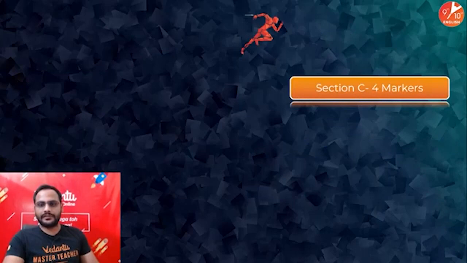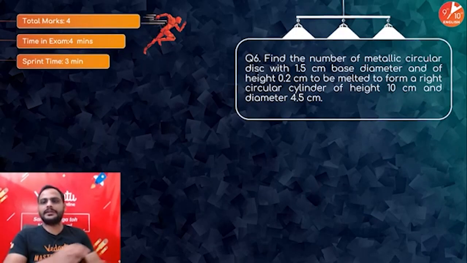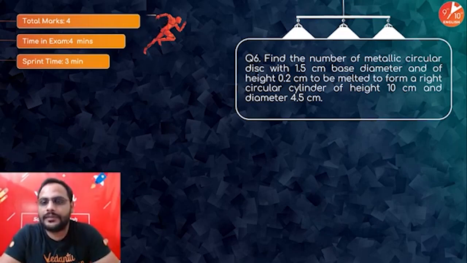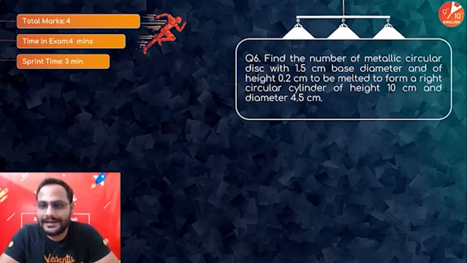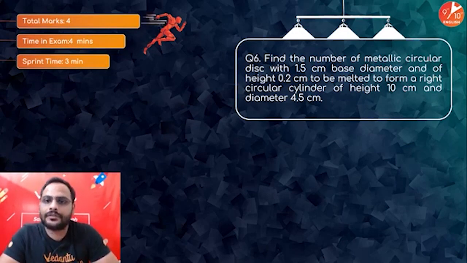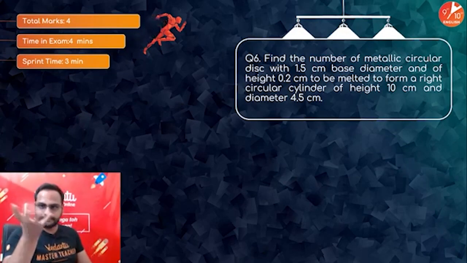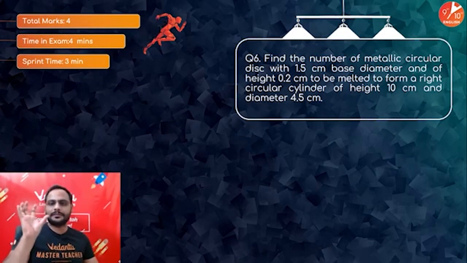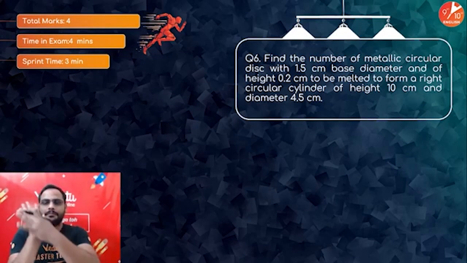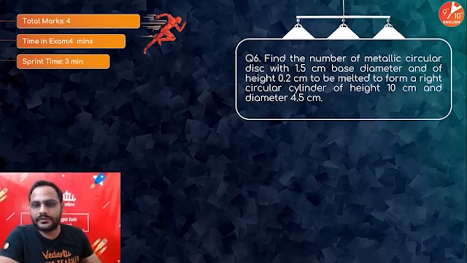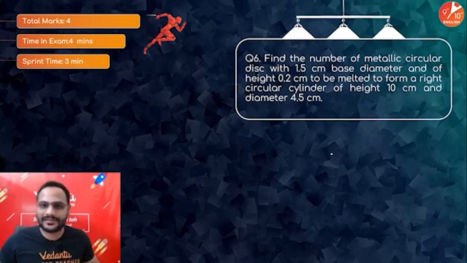Next. 4 marker question. Find the number of metallic circular discs with 1.5 centimeter base diameter and height 0.2 centimeter to be melted to form a right circular cylinder of height 10 centimeter and diameter 4.5 centimeter. So there are a number of metallic circular discs. Disc means what? Not a circle. A disc has some base as well. So the number of metallic circular discs with 1.5 centimeter base diameter, and height is also given. That means they are talking about a cylinder.